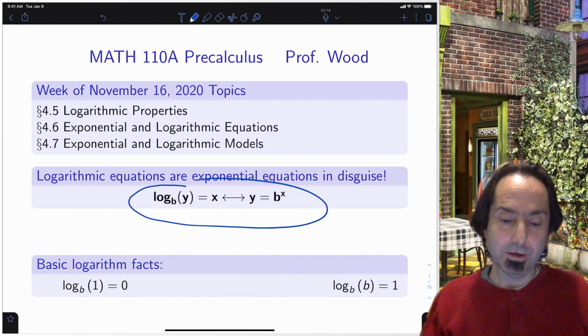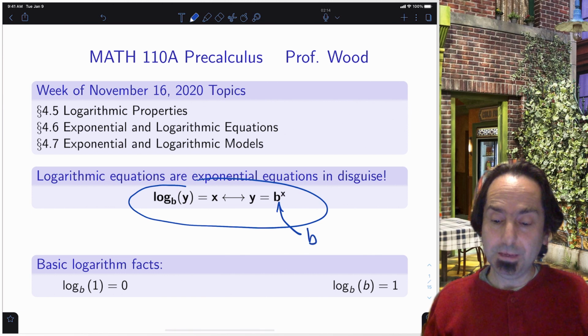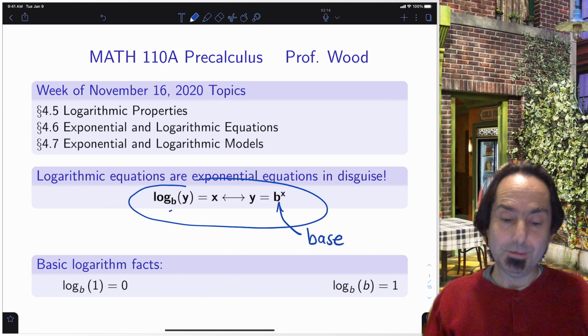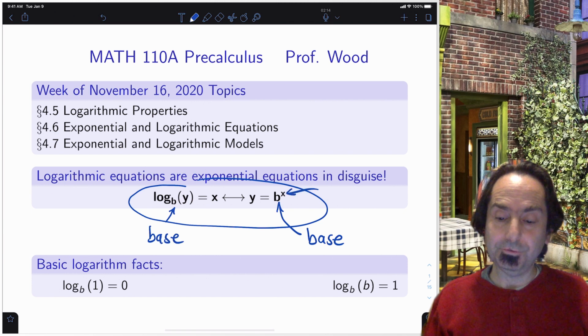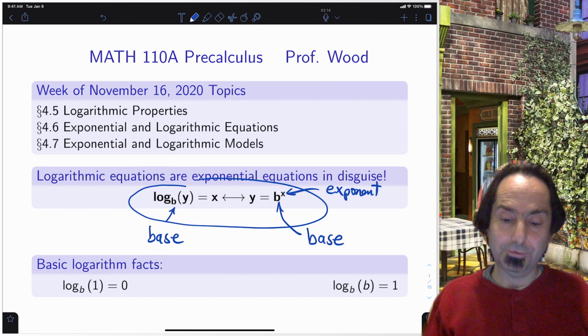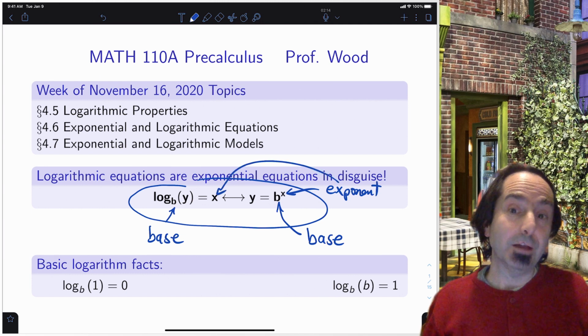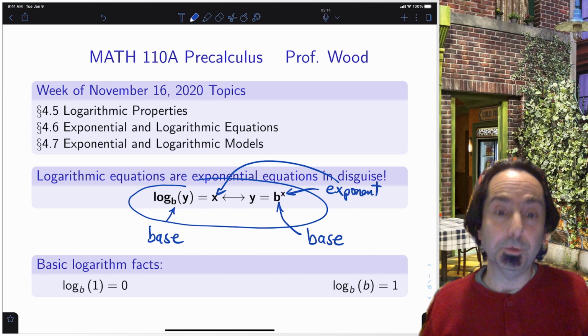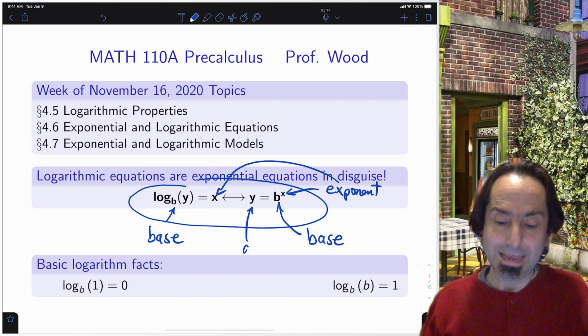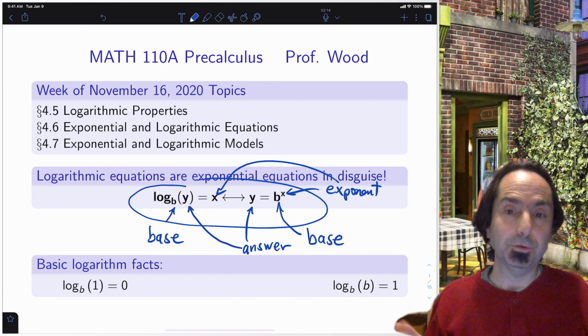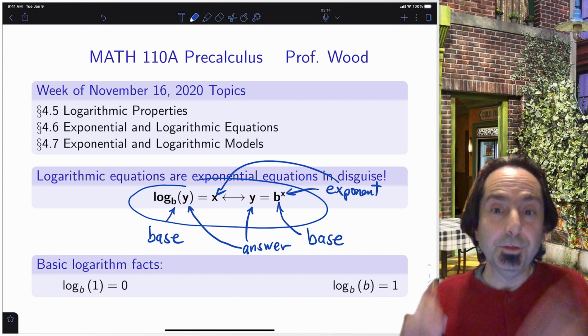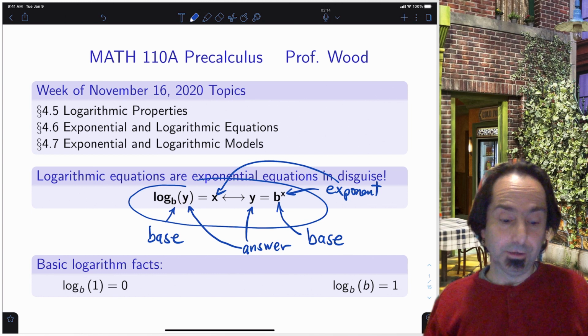So right here, in the exponential side, that's more familiar. B is the base. So that means in the logarithm side, B is the base. And x is the exponent. Right there, exponent. And that means that x in the logarithmic equation, that's also the exponent. And I call y the answer. And we can call it that in the exponential, in the logarithmic equation too. So let's just start rearranging things.